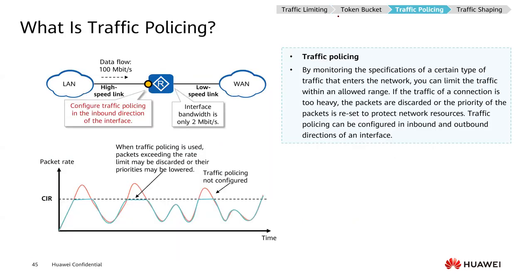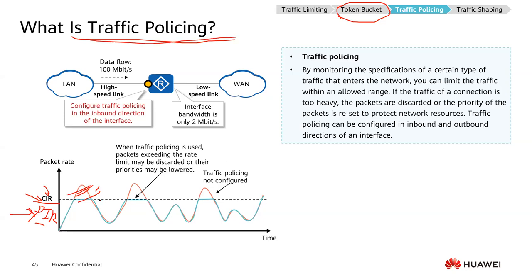Now we have the token bucket to measure the traffic. Now we can use traffic policing or traffic shaping, those two tools, to limit the traffic. So what is traffic policing? Traffic policing is very simple. We set the CIR or the PIR. Here we only use the CIR as an example; the PIR works in the same way. If the speed exceeds the CIR or the PIR, the excess packets will be dropped.